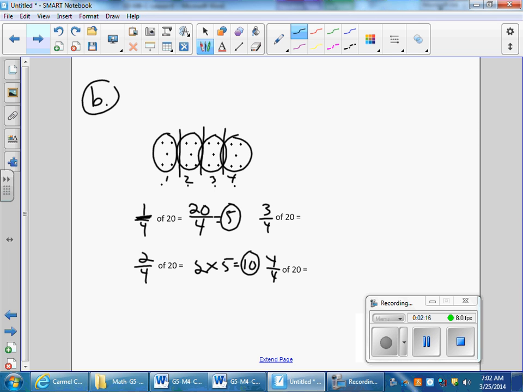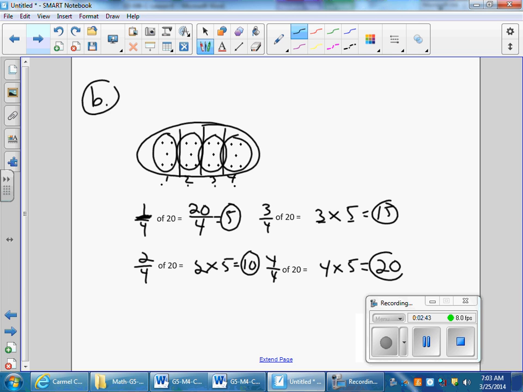3/4 of 20 would be 3 times 1/4. So 1/4, again, of 20 is 5. So 3 times that is 15. 3/4 of 20 is 15. 4/4 of 20 is the whole set, or 4 times 1/4. 4 times 1/4 is 4 times 5, which is 20. 4/4 of 20 is 20.